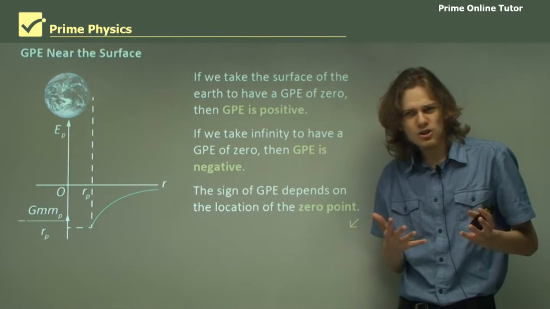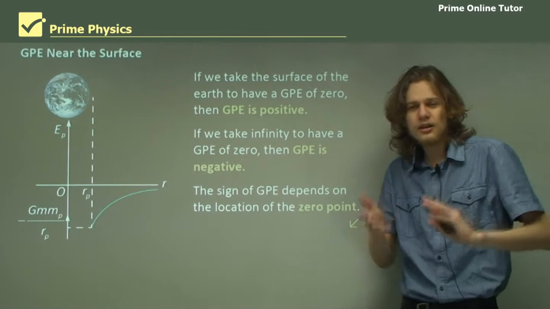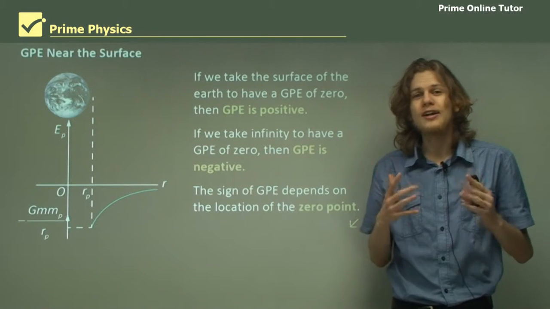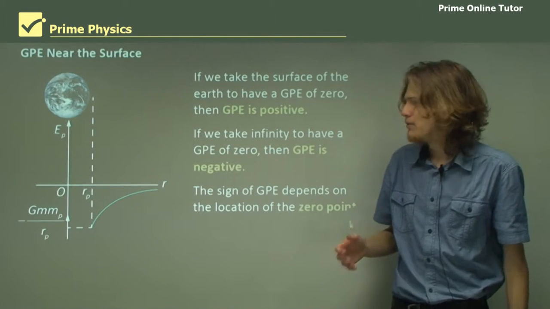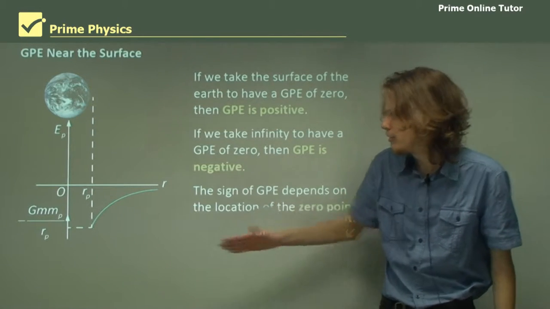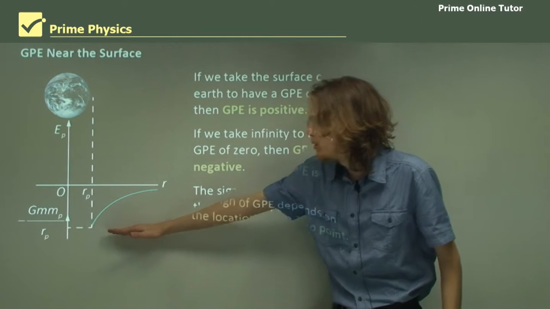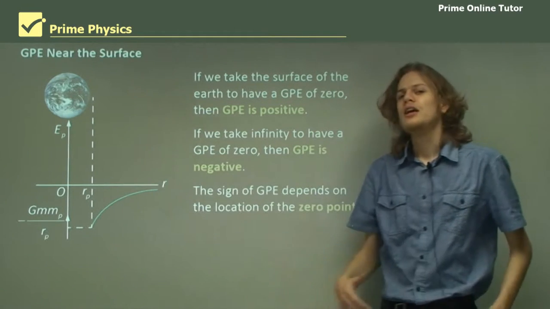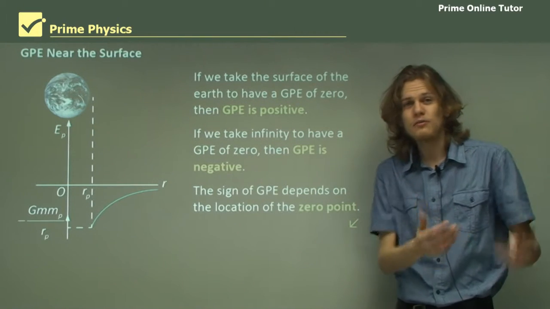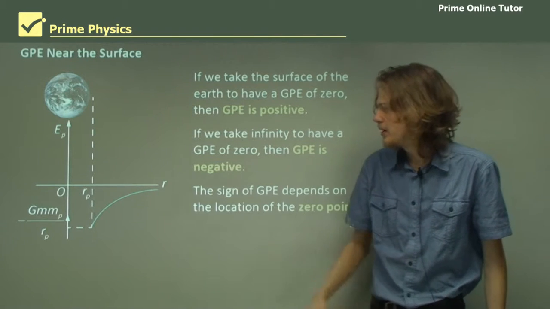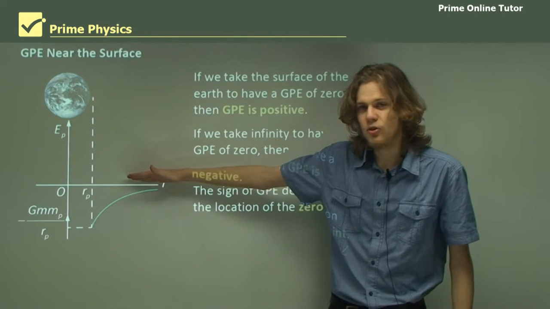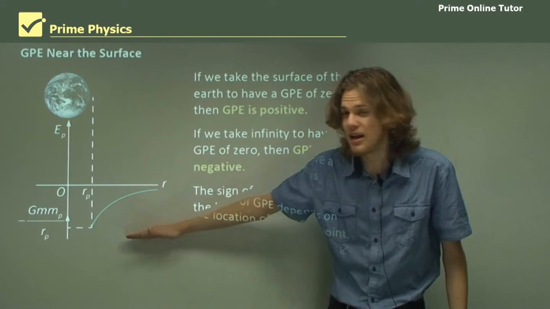So whether gravitational potential energy is positive or negative all depends on what you define as 0. If you say 0 is the surface of the Earth, here, then it means that gravitational potential energy will always be positive. If you say that at infinity, gravitational potential energy is 0, then your potential energy will always be negative.